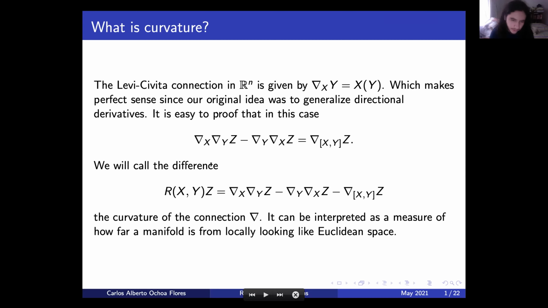And then we can choose to look at this difference and interpret it as a measure of how far a space is from locally looking like Euclidean space, since this is a local thing, and also as measuring how far a space is from having the property of being able to extend any tangent vector to a parallel vector field.